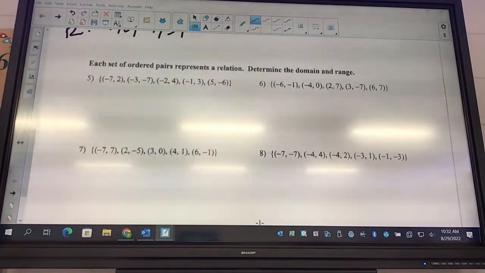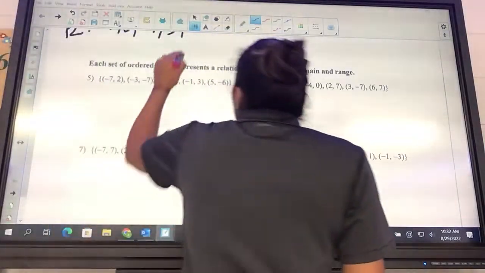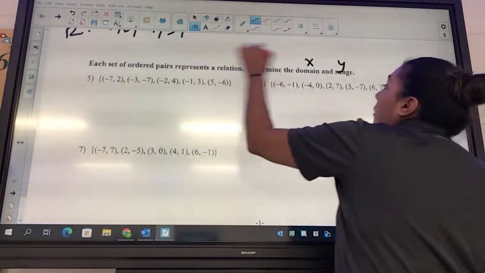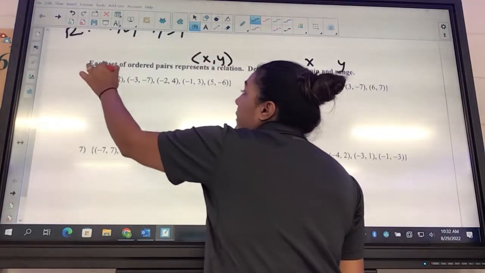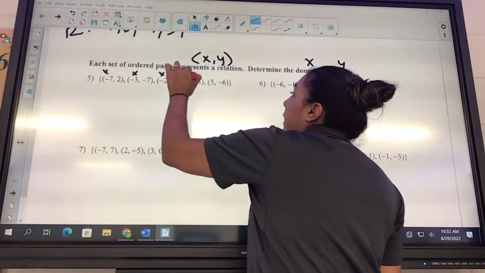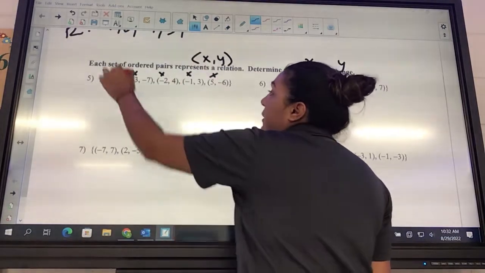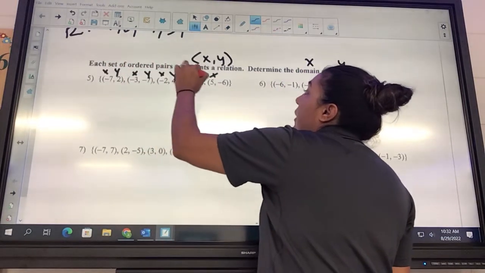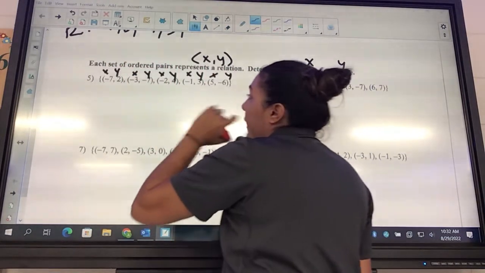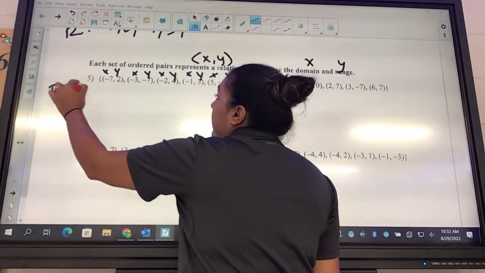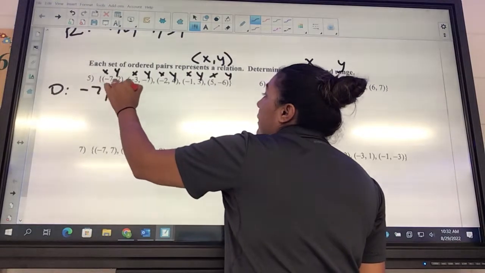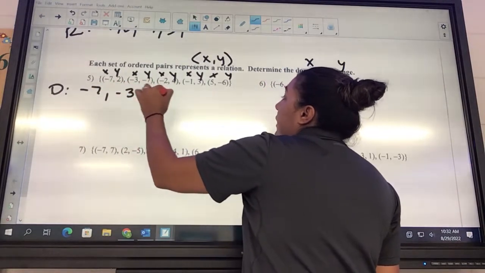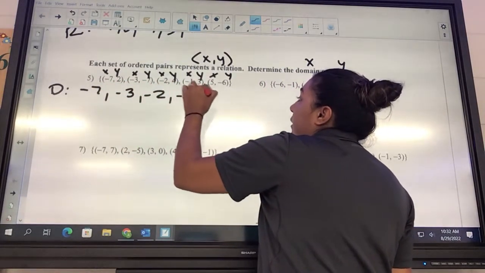Okay, each set of ordered pairs represents a relation. So the domain and range. It's the same thing, except it goes like this: X, comma, Y. So this is an X, X, X, X, and this is going to be a Y, Y, Y, Y, Y. But we write it out the same. So the domain is going to be -7, -3, -2, -1, and 5.